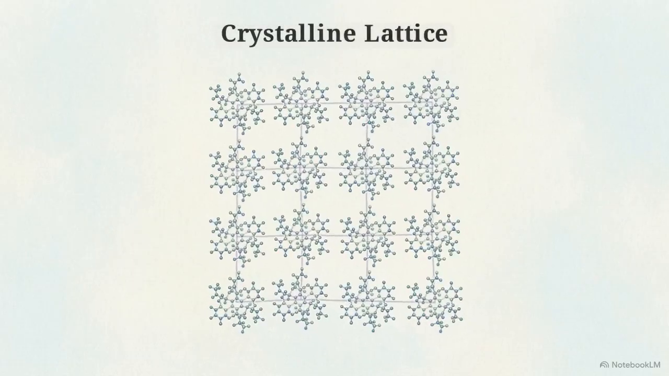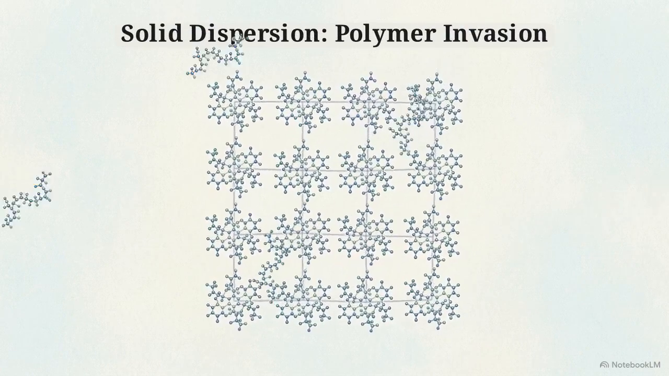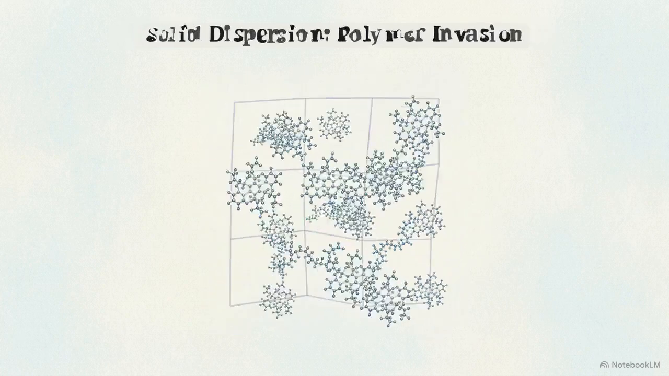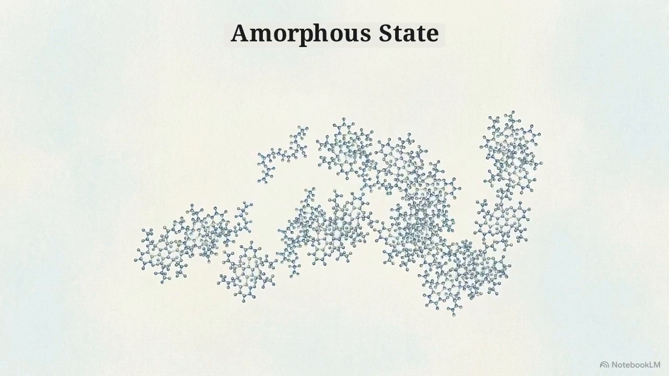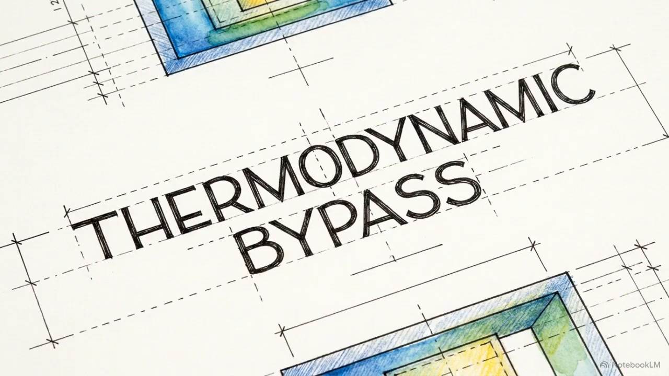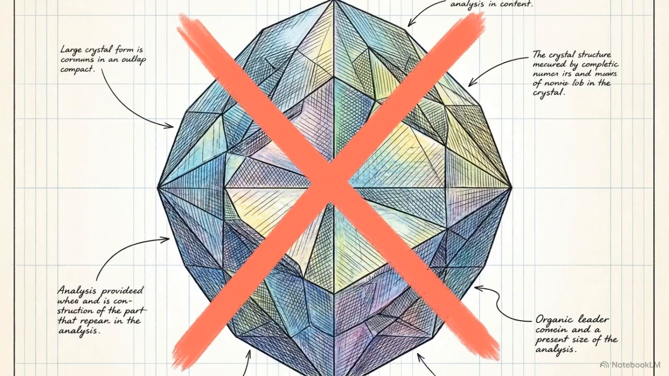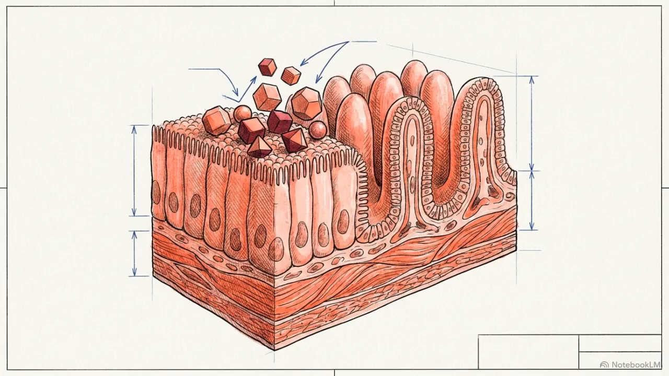To bypass this barrier, formulators use a technique called solid dispersion. Hydrophilic polymer carriers, like PEG, are introduced at the molecular level. They invade the tight crystalline grid of the drug, breaking intermolecular bonds and scattering the payload into a chaotic arrangement. This forces the drug out of its natural crystalline state and into an amorphous physical state, neutralizing the massive lattice energy barrier completely. By destroying and reorganizing the molecule's solid-state architecture, formulation engineers effectively bypass the drug's natural thermodynamic limits to force solubility.